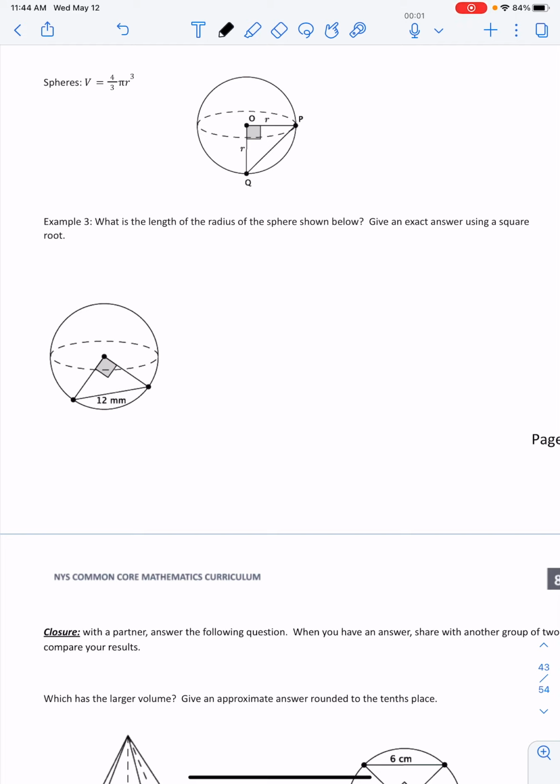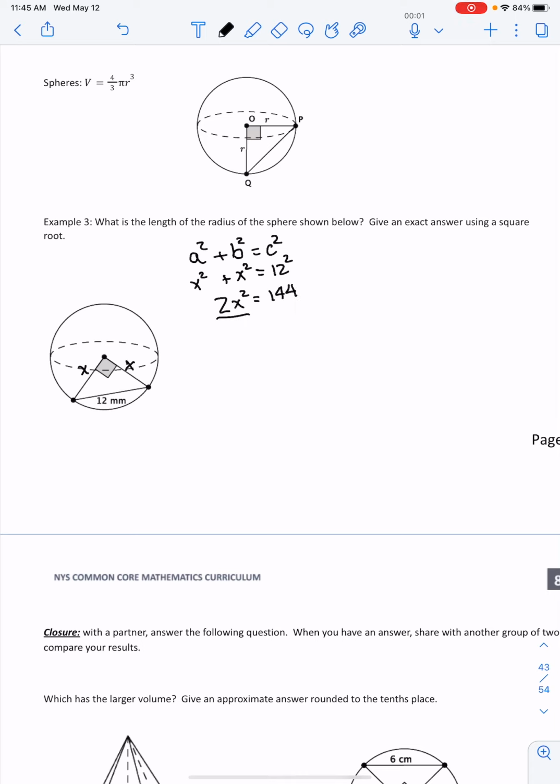Remember, we have a squared plus b squared equals c squared. These here are going to be the same. Okay, so here if I have a squared plus b squared equals c squared, so I have x squared plus x squared equals 12 squared. Well, x squared and an x squared is 2x squared, equaling 144.